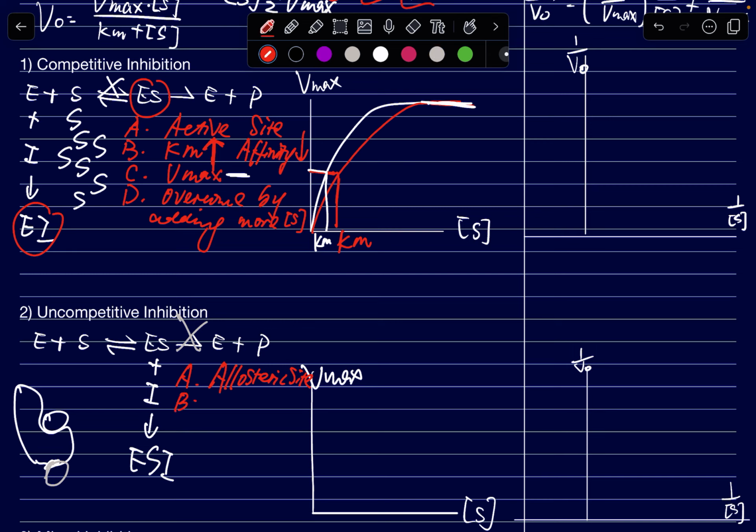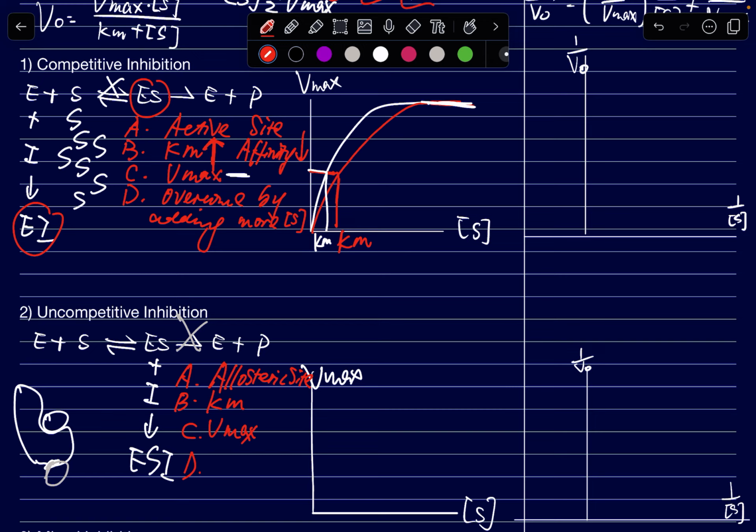Okay, the second thing we want to know is how does it affect Km, and how does it affect Vmax, and if it can be overcome by any means. Thinking about Km, let's think about affinity again. This is actually pretty tricky. You might think, oh, more and more ESI are formed, which means I have less ES. Well, not according to Michaelis principle.